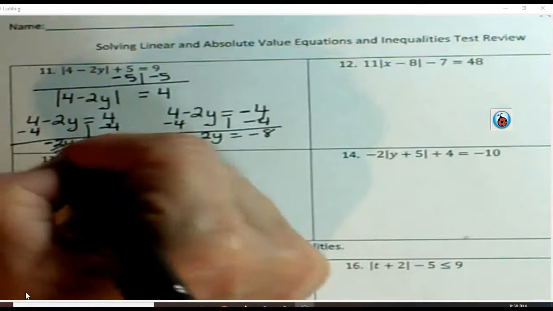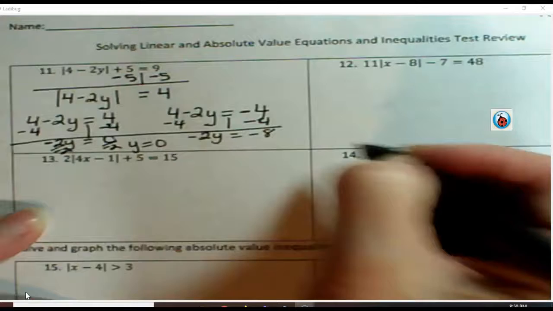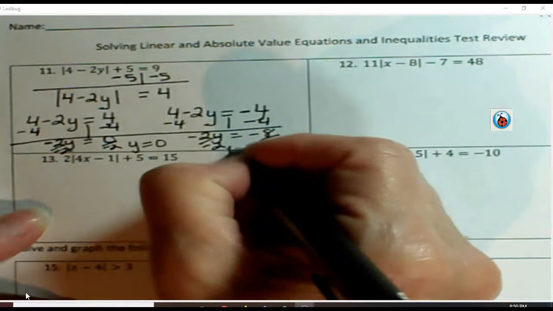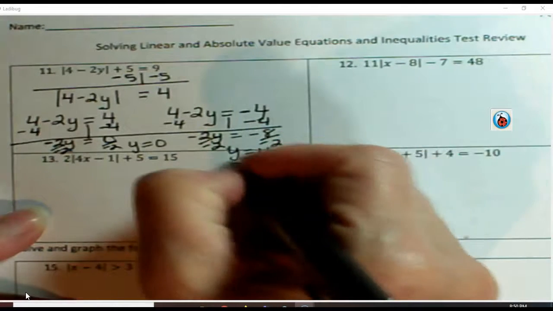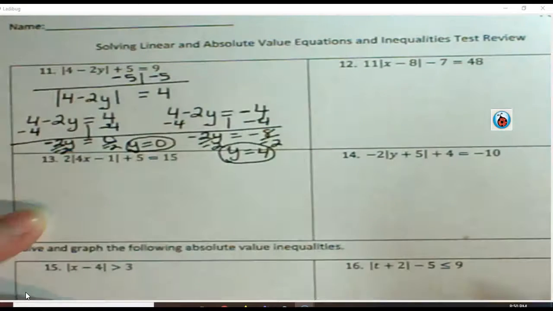Divide everybody by negative 2. Over here, you're going to get y equals 0. Divide by negative 2 here, and you get y equals 4. So here your y is 4 and y equals 0.